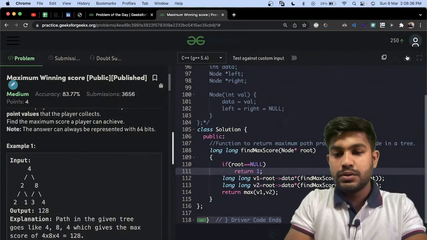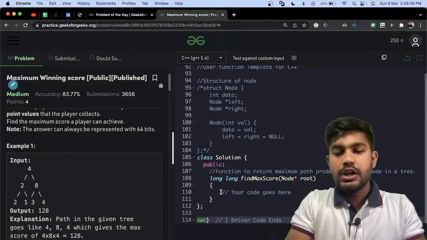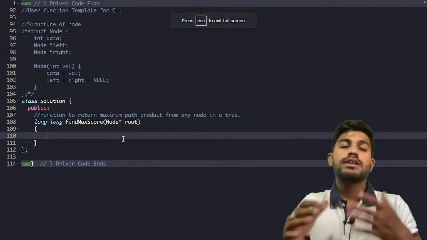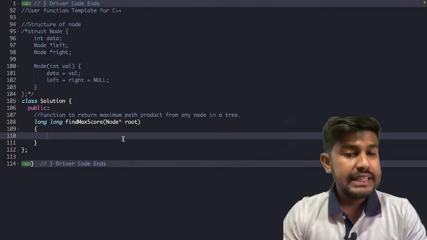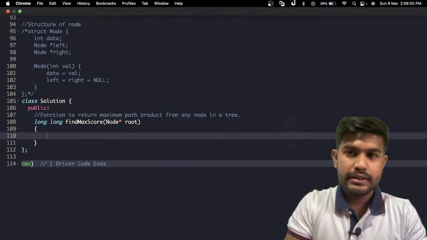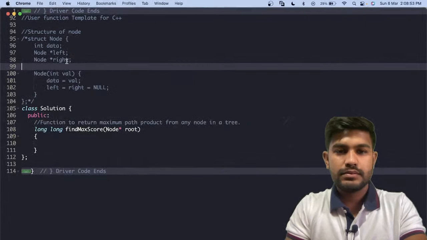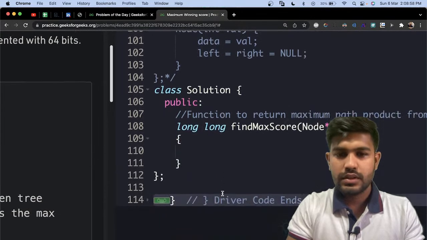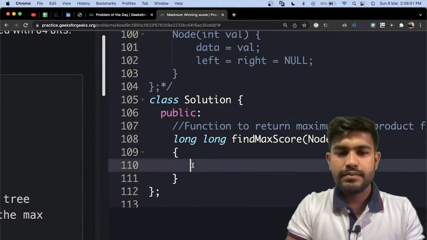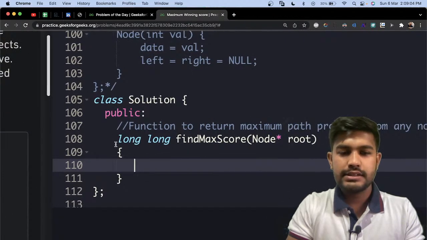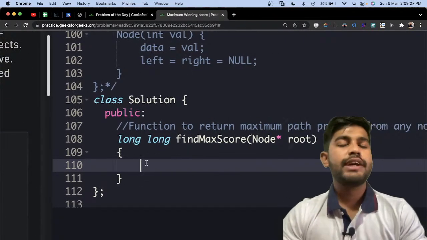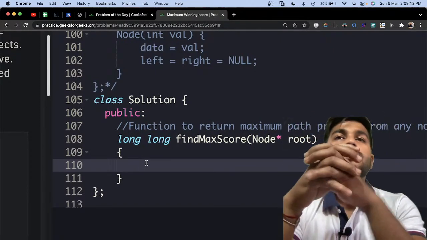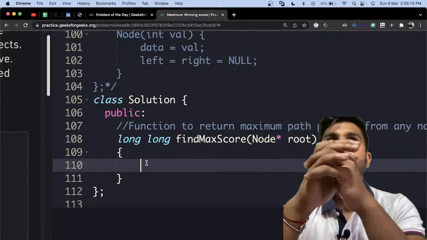So let me just do this. Let us first think about the base case. Talking about the base case, if I just maximize it a bit, this is further maximized and this is great. If we think about the base case, whenever we reach the end, we need to return the value. So what can be the base case?